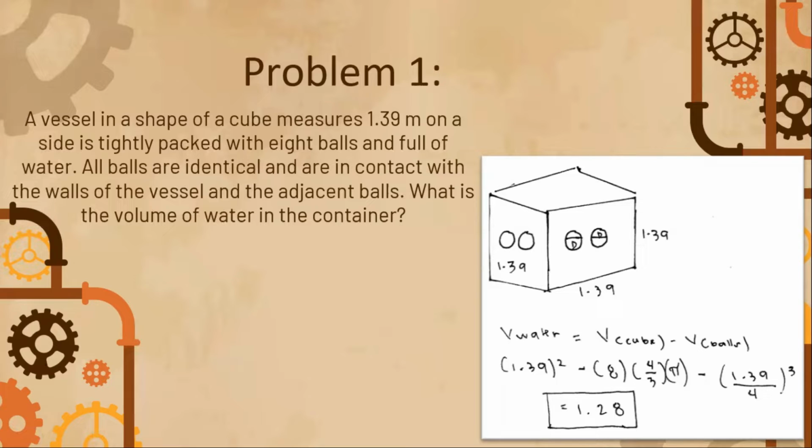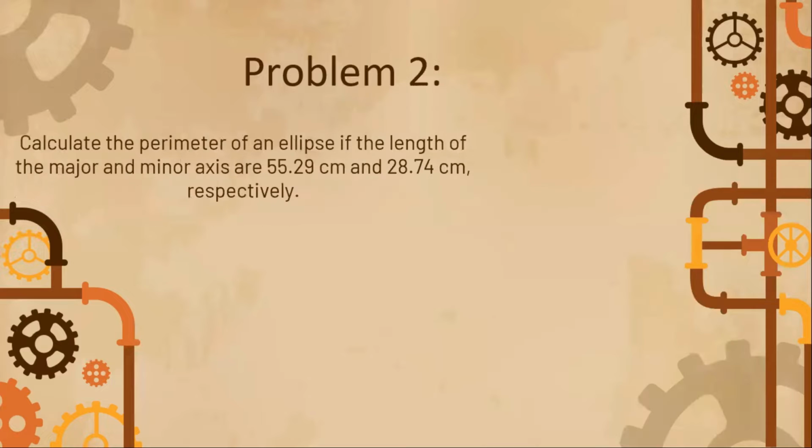the sphere. So after that, we just have to substitute the value 1.39 squared, since we all know that the formula of the cube is a squared. 1.39 squared minus the formula of the sphere, 8 times 4/3 pi times 1.39 over 4 to the power of 3, and we get the answer of 1.28.